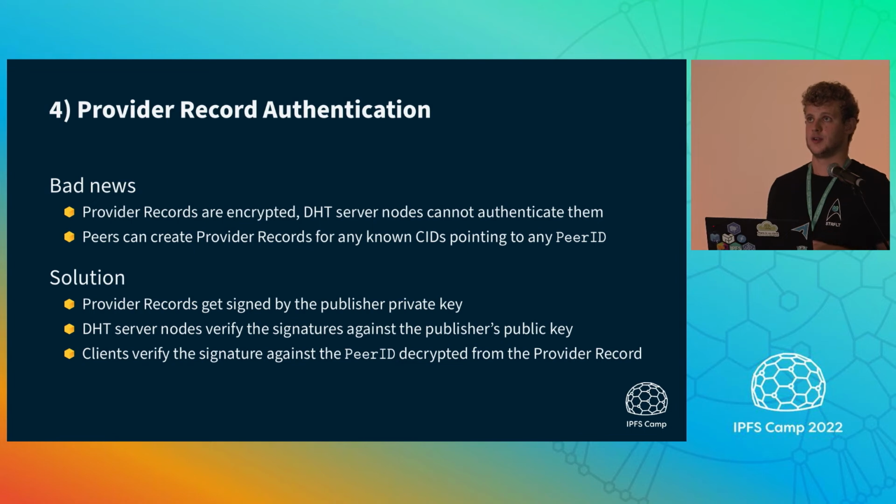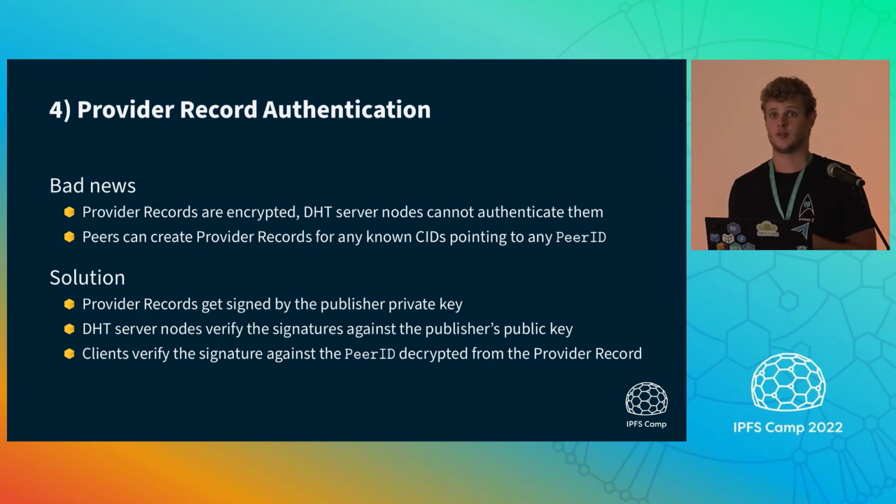And so in turn, it's also good because when a client gets the encrypted provider record along with the signature, they can decrypt the provider record to get the decrypted peer ID, and they can verify the signature against this peer ID.